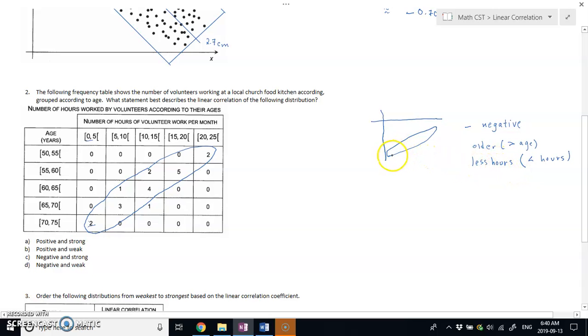I also notice that this distribution is quite tight together. There are a whole bunch of zeros in the corners here, and the numbers aren't spread all over the table. So this is actually a negative and strong correlation. Now, if those values had been clustered down the other direction of the graph, like this, down the center, it would be positive and strong. But that's not the case. This is the case here. And so our answer is going to be C.